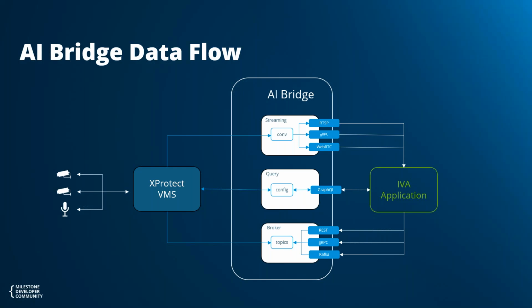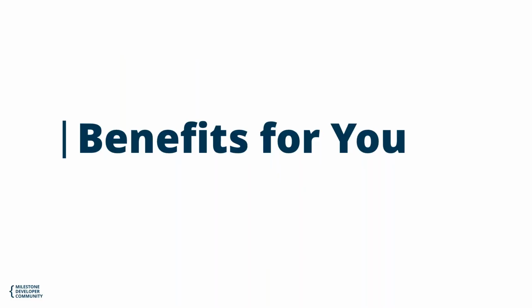And XProtect does have a lot of APIs, so you can also go programmatically to the functions of the VMS. That is basically what the AI bridge is utilizing: the VMS APIs, providing them in an easy-to-use way for IVA applications in the containerized environment. Let me explain a little bit on the diagram as well.